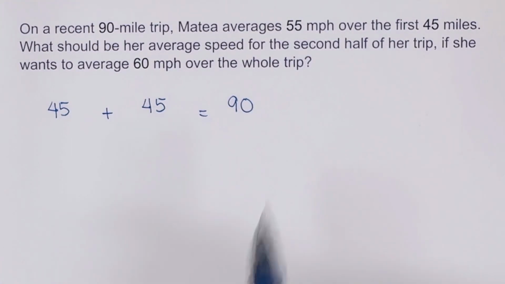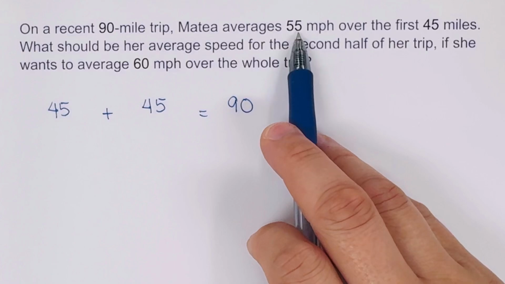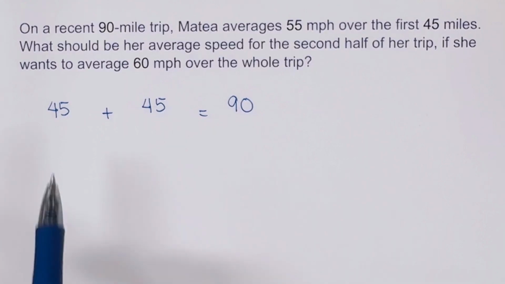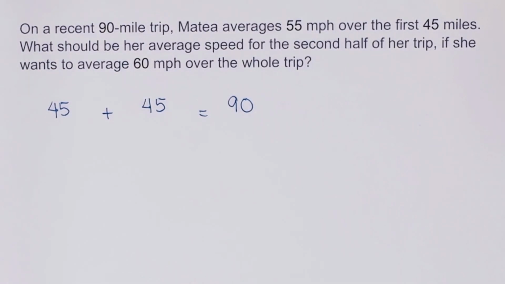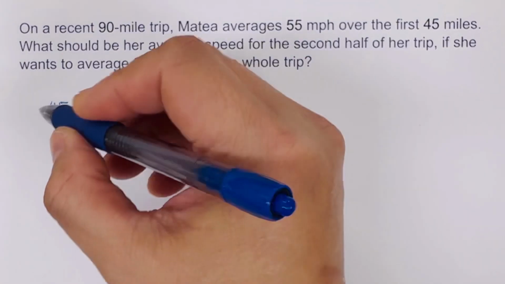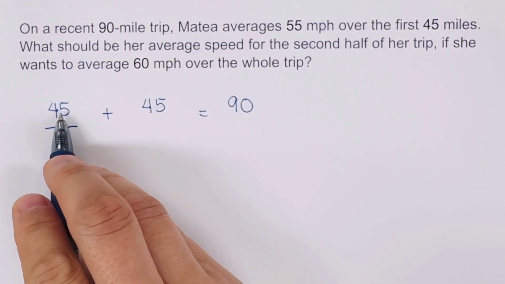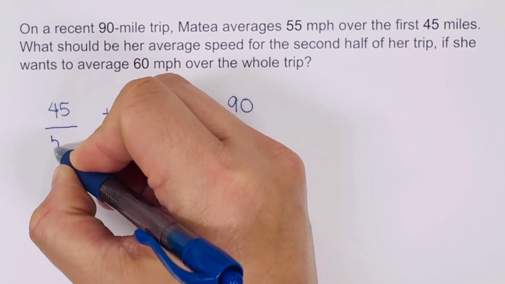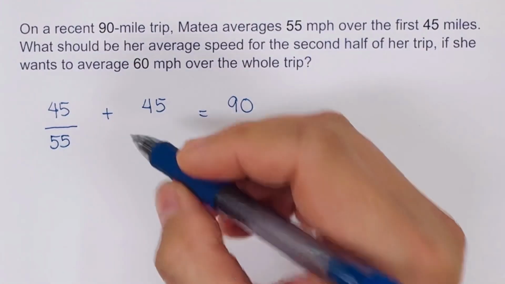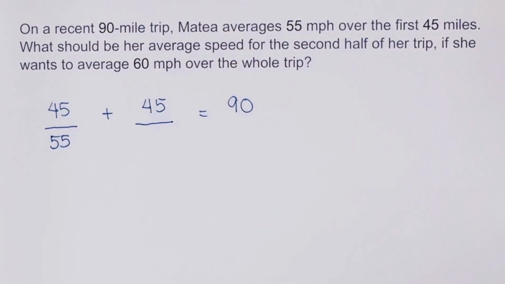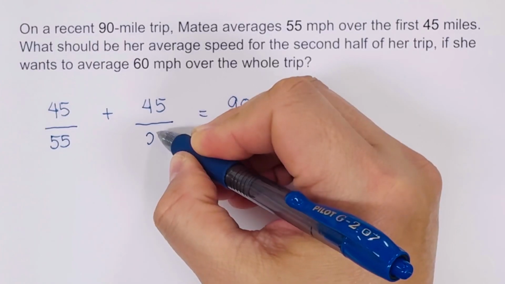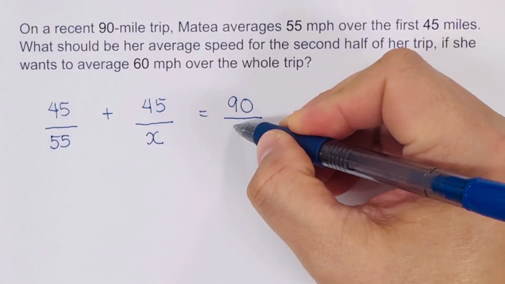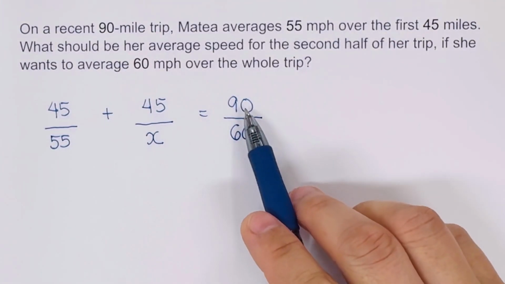In the problem, we're given the speed of the first half, which is 55. So we're going to create a ratio between distance and speed. We already have a distance right here, so we're going to have speed over this distance. On the first 45 miles, Matea had a speed of 55 miles per hour, so I'm going to write 55 over that. And on the other half of the trip, we don't know what that is, so we can represent that as x. It says in the problem that the total trip should have an average of 60, so we put that over the 90.